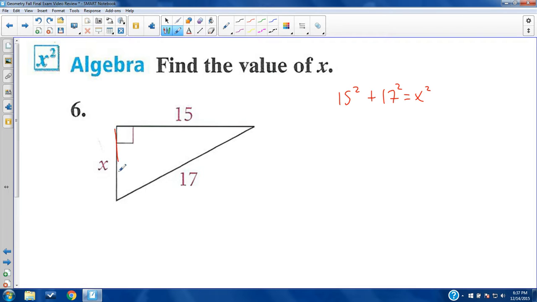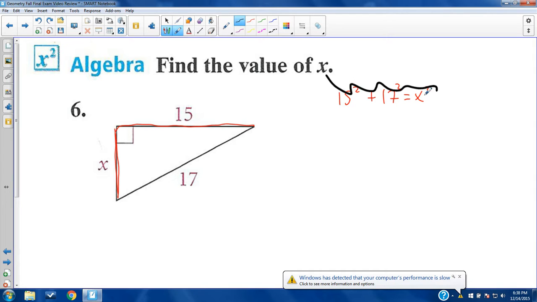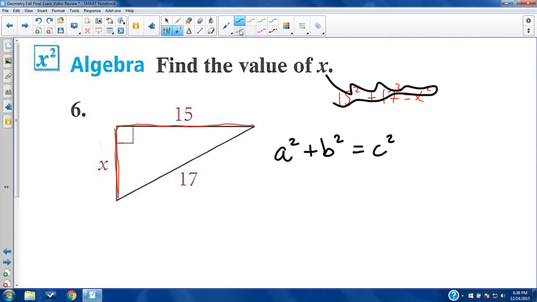You have two legs and you have a hypotenuse. And hypotenuse is always the longest side. It's opposite the biggest angle, for one thing. And for another thing, these two legs meet at the hypotenuse. There's really no other way to explain it. But this is your longest side, and hypotenuse is the one that goes in at the end. If you do a squared plus b squared equals c squared, a and b are your legs, and c is your hypotenuse. So we're going to do x squared plus 15 squared equals 17 squared.